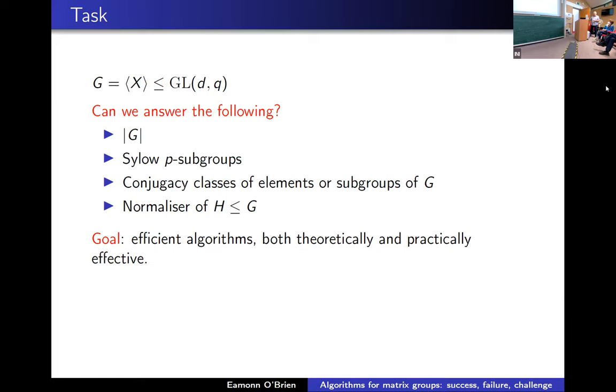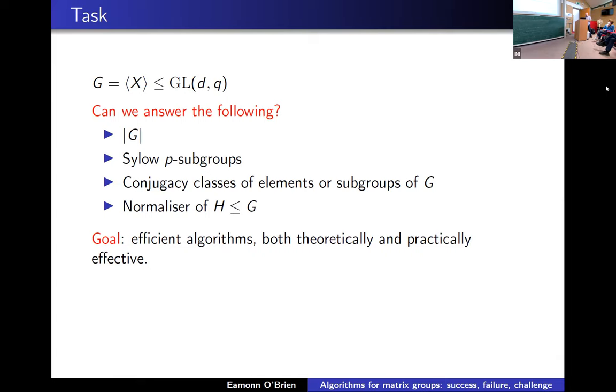I'm thinking of q being reasonably small, but I don't want to make a big fuss about what the cardinality of q is. And when we're talking about it from a practical point of view, I'm also talking about, can I actually implement the algorithms? Can I actually get them to run to answer some question which a human being could not actually answer? That would be a nice goal to have.